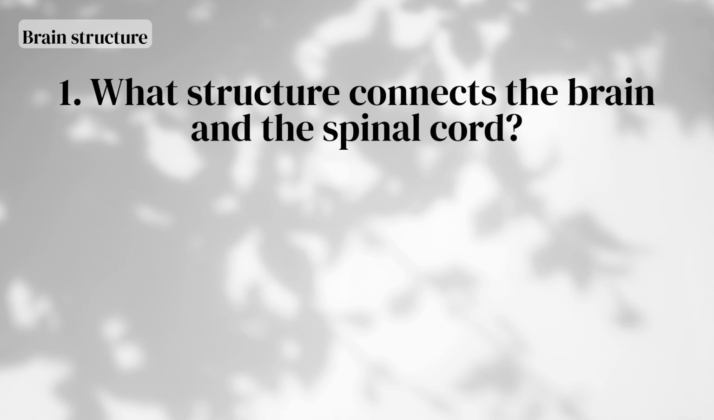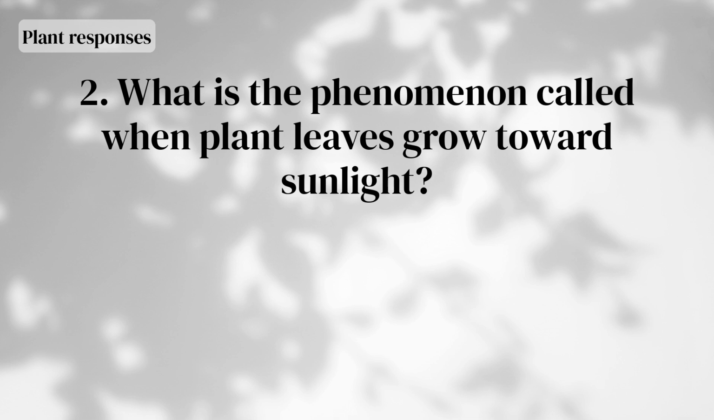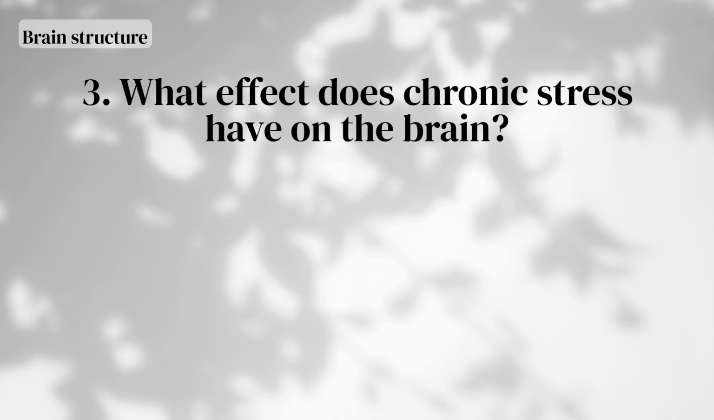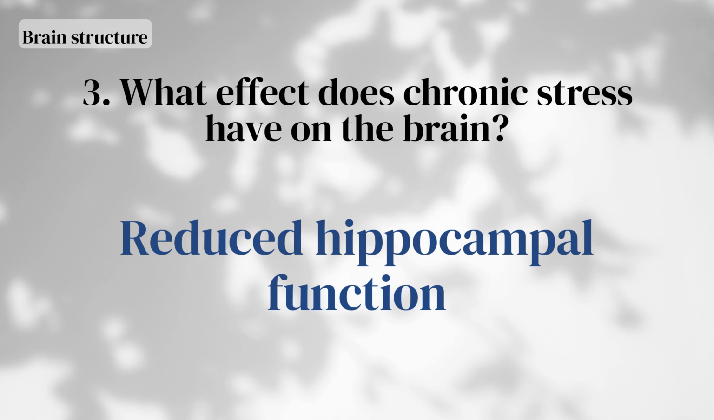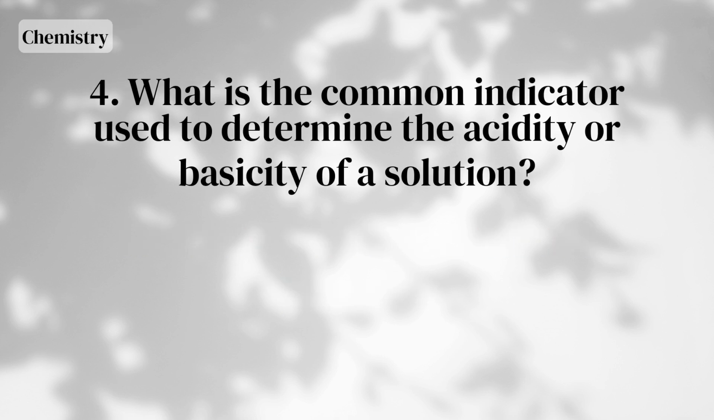What structure connects the brain and the spinal cord? Brainstem. What is the phenomenon called when plant leaves grow toward sunlight? Phototropism. What effect does chronic stress have on the brain? Reduced hippocampal function.